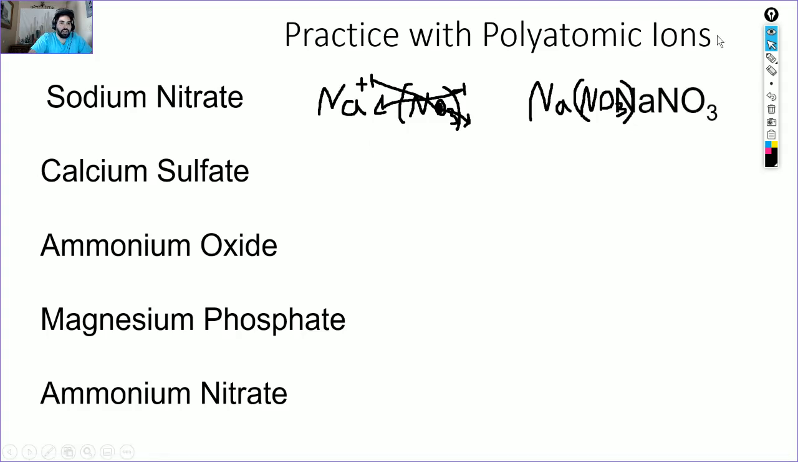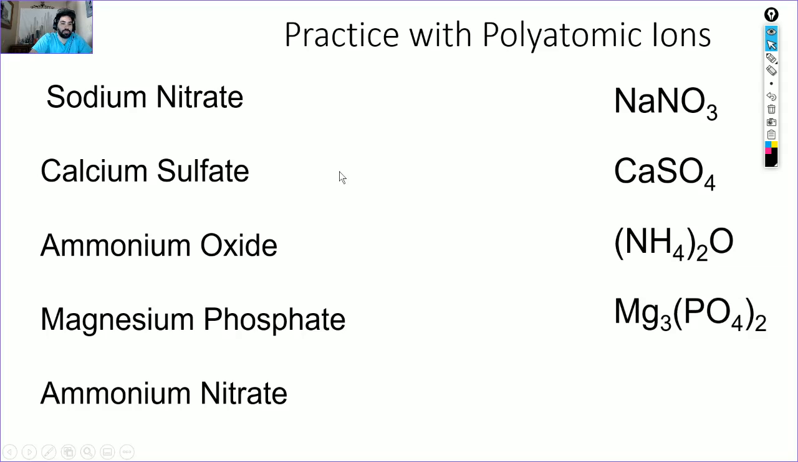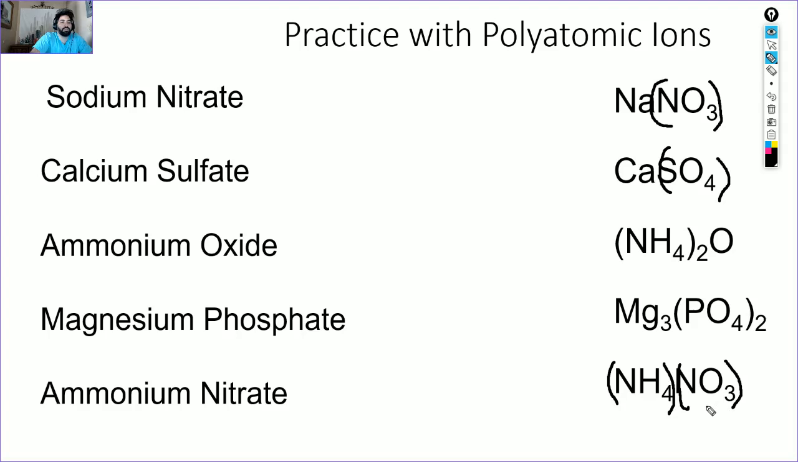So the correct answers are NaNO3, CaSO4, (NH4)2O, Mg3(PO4)2, and NH4NO3. And if you really want, it doesn't bother me, go ahead and use your parentheses around every single polyatomic ion. Even if there's only 1 of them, I will not mark you off. I mostly want to know that you know what a polyatomic ion is.